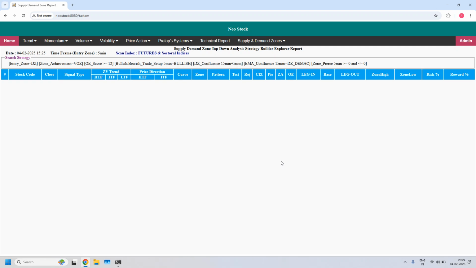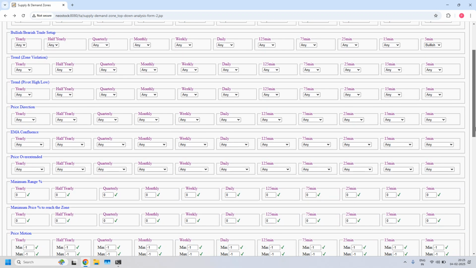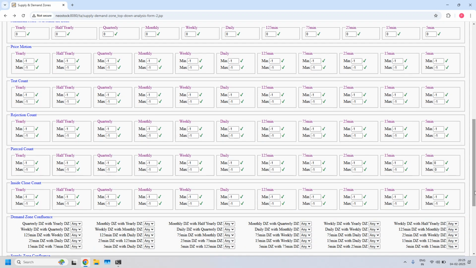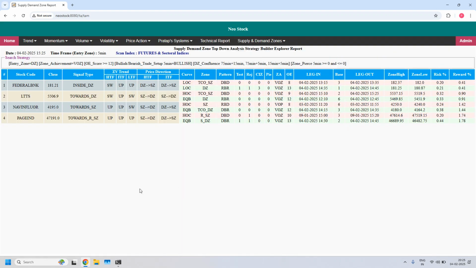Okay, next let us look for LTF, ITF and HTF demand zone confluence. That is 5 minute, 15 minute and 75 minute zone confluence. Removing the EMA filter. In the demand zone confluence, we should set 3 filters. First filter is already enabled. Second filter is 5 minute demand zone with 75 minute demand zone confluence. Third filter is 15 minute demand zone with 75 minute demand zone confluence. With all the 3 filters enabled, we will get LTF, ITF, HTF stocks. So we got 4 stocks.